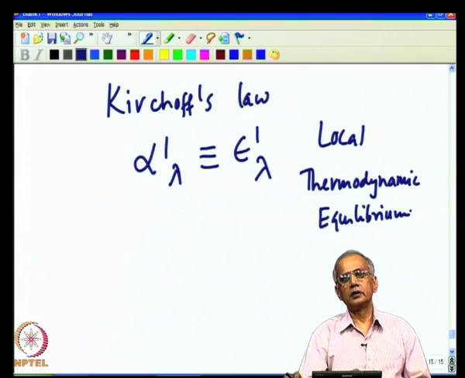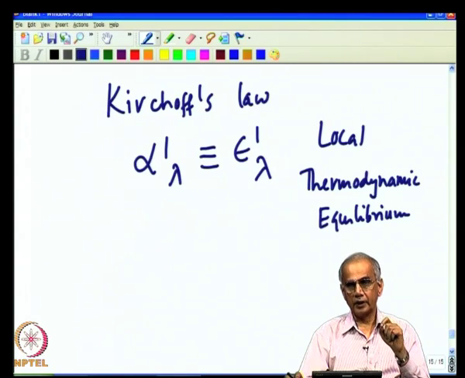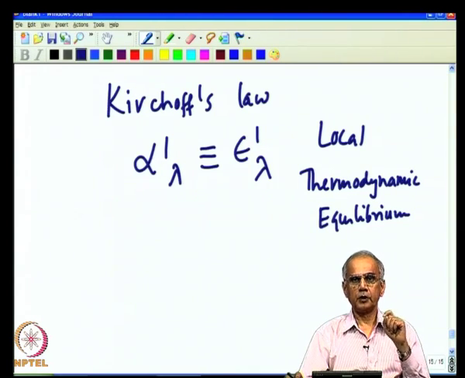So, in local thermodynamic equilibrium, the ability of an object to absorb radiation at one wavelength and one angle will be the same as the ability of that object to emit radiation at the same angle and same wavelength. Now, I want to warn you that Kirchhoff's law only relates the directional spectral quantities.